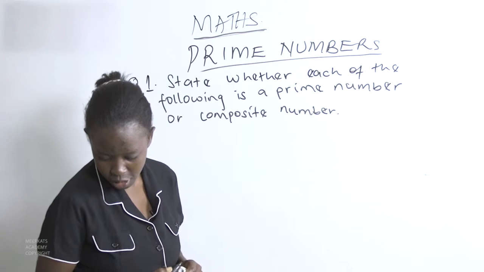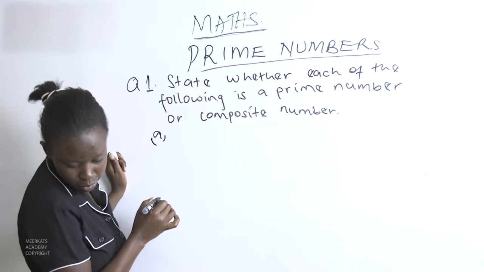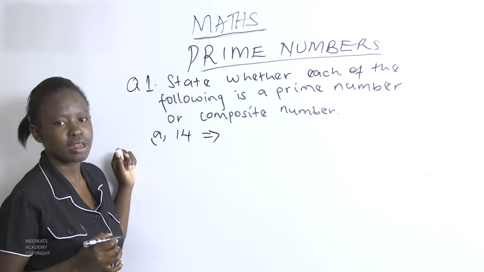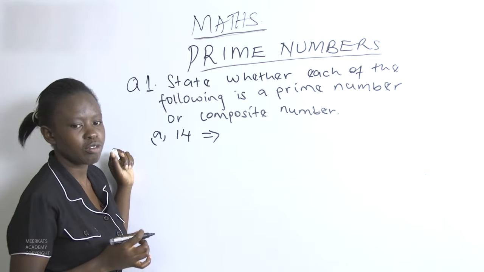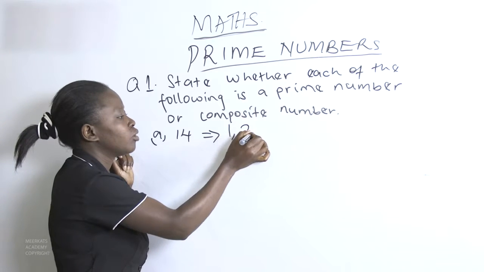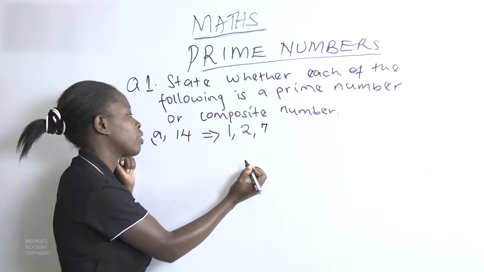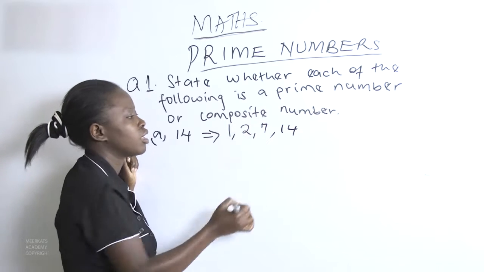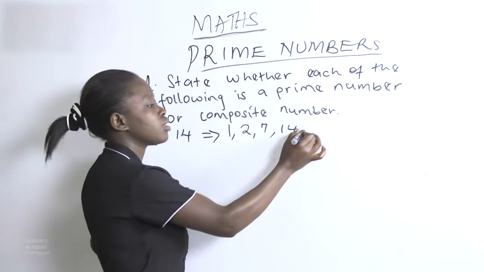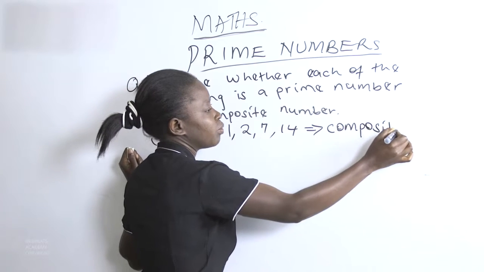State whether each of the following is a prime or a composite number. The first number we have is 14, and we need to find out how many factors 14 has. The factors making up 14 are 1, 2, 7, and 14 itself. So this number has more than 2 factors, and since it has more than 2 factors, it is a composite number.